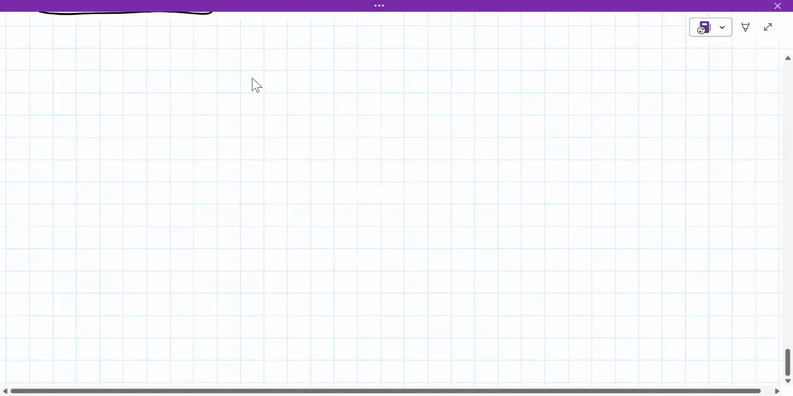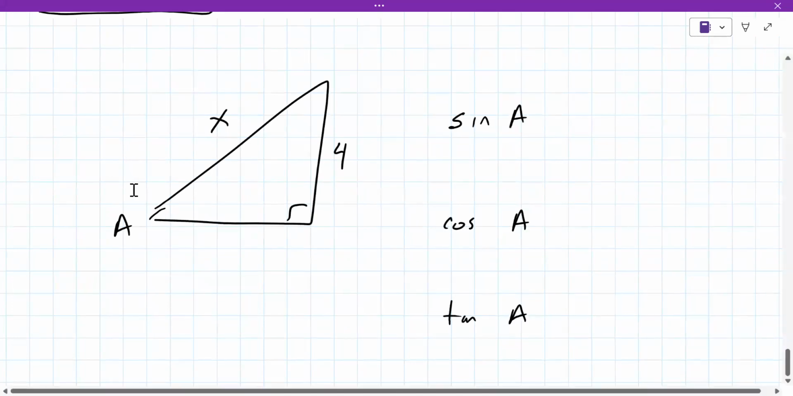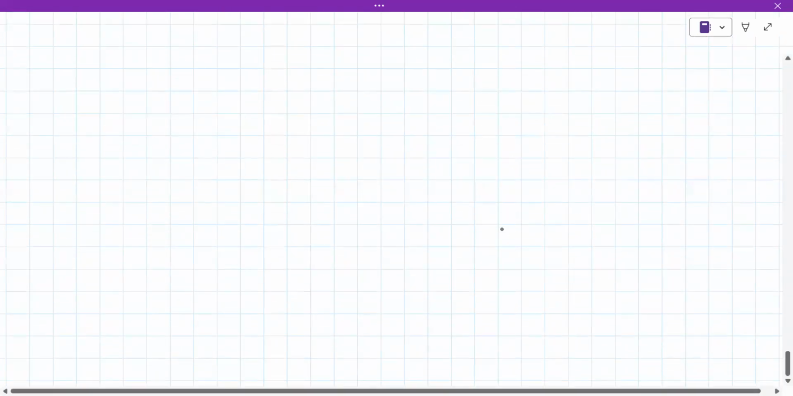Okay, fantastic. So let me do a quick problem here. Let's say that this is A, this is 4, and this is X. Are you going to use sine, cosine, or tangent? What you have to think about is what are you given relative to A? What is the 4 and what is the X? Opposite and hypotenuse, I think. Okay, so which one are you going to use? Sine. That is correct.